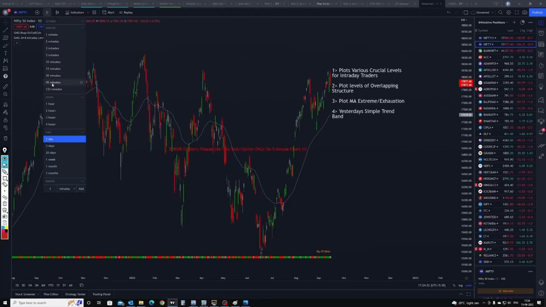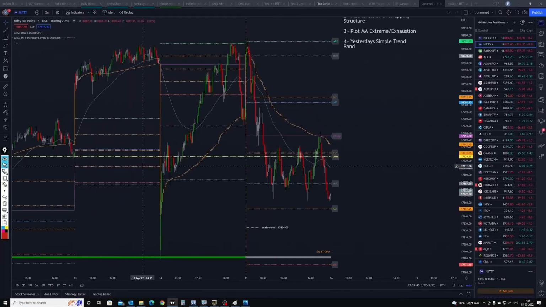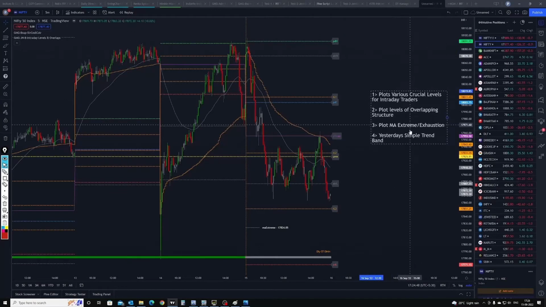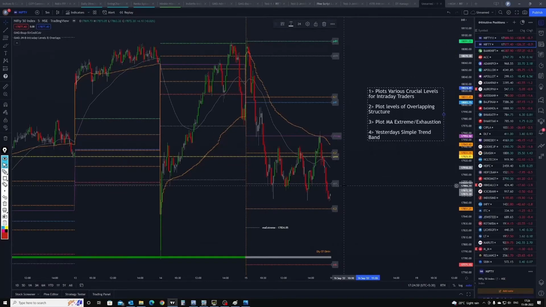So I'll change the daily chart to a 5-minute chart. So now you can see all the levels are being plotted on this tool. So you have to use a 5-minute chart to plot these levels in the chart. So what this tool, or the indicator, does is plot various levels on the chart.